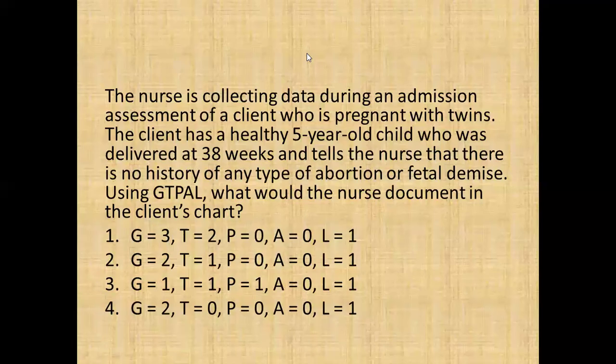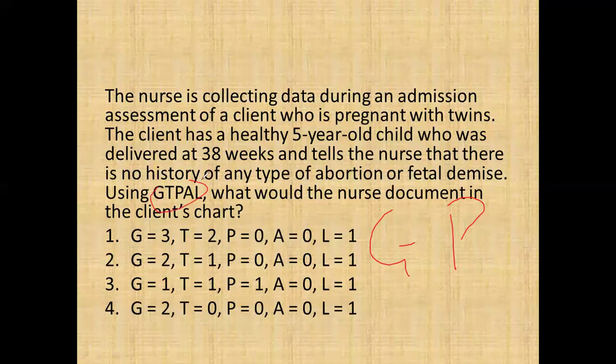Then we said parity is the number of pregnancies that have been carried beyond the week of viability, and the week of viability is after 20 weeks. So anywhere you see G and P, the G tells you the number of pregnancies the person has had, and the P tells you the number of pregnancies that have been carried beyond 20 weeks of gestation.